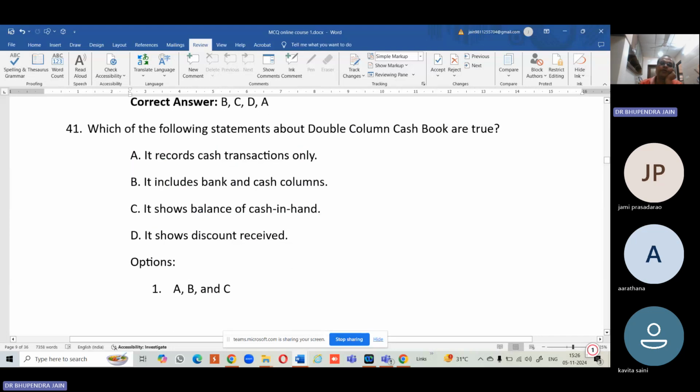Which of the following statements about the double column cash book are true? It records only cash transactions. Wrong. In the single column cash book, we record only cash. Does it include the bank and cash? Yes. It shows the balance of cash in hand? No. It shows the balance of cash in hand as well as the bank balance. It shows the discount received, so no. So the correct answer is B.